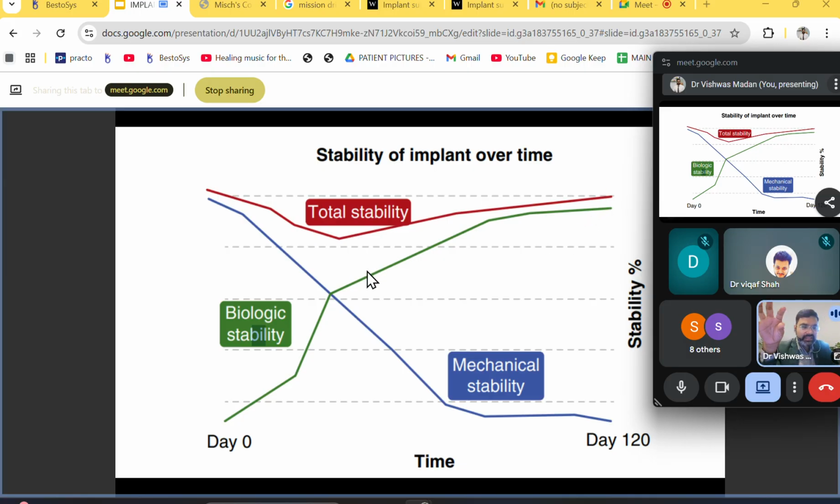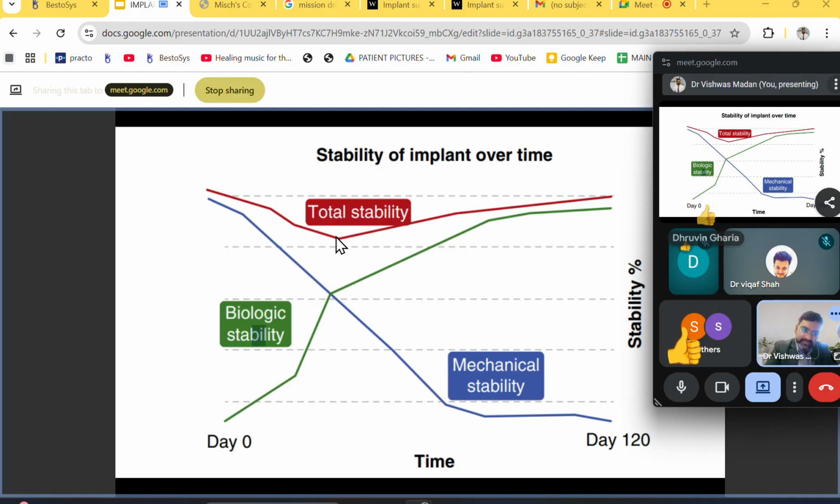So in the total stability of the implant, there is a dip. The dip is approximately at the 15th to 25th day. It obviously varies from implant to implant and patient to patient, but approximately on the 15th to the 25th day, this stability is lowest, because on these days the primary stability is going down, but biological stability has not got up to a point where it can actually support the implant. Give me a thumbs up if you got this concept.